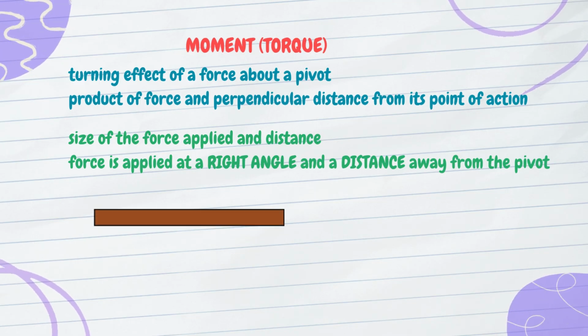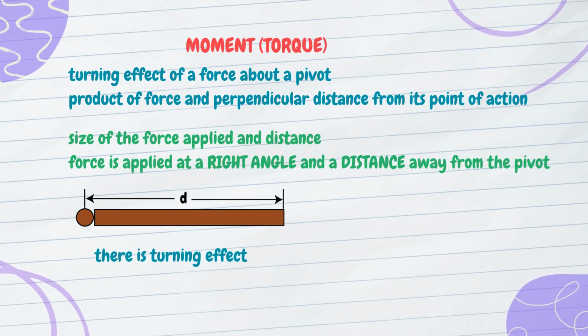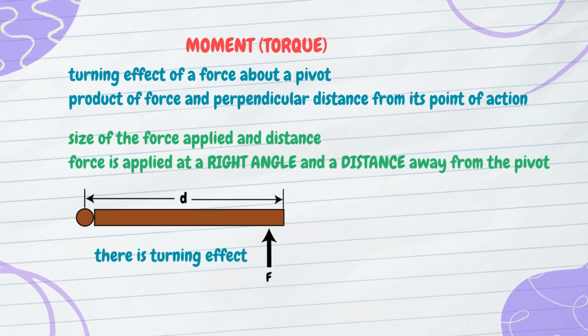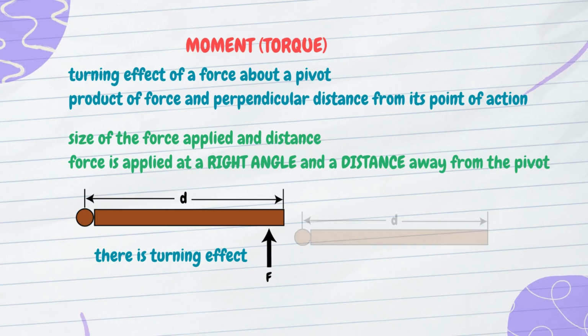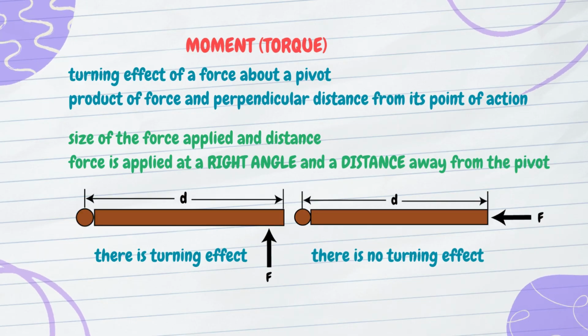For instance, if this end is the pivot of the object and this is its distance, the object can turn if force is applied at a right angle and a distance away from the pivot. But if force is applied parallel to the distance from the pivot, the object cannot turn, and the moment of force is zero.